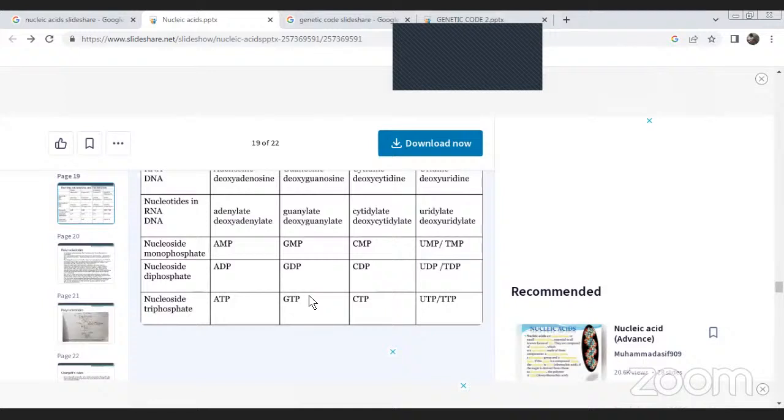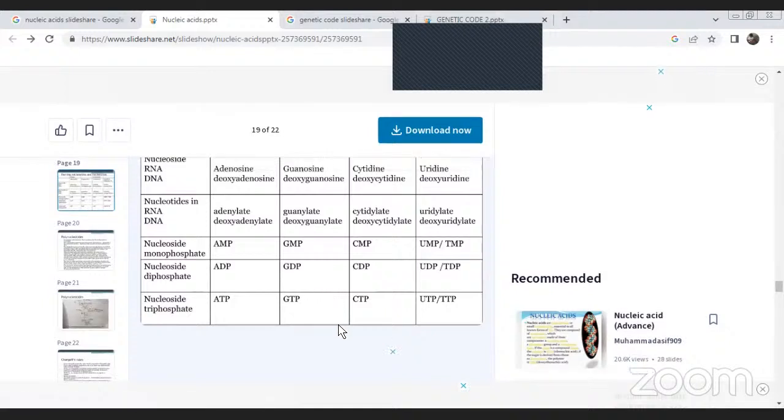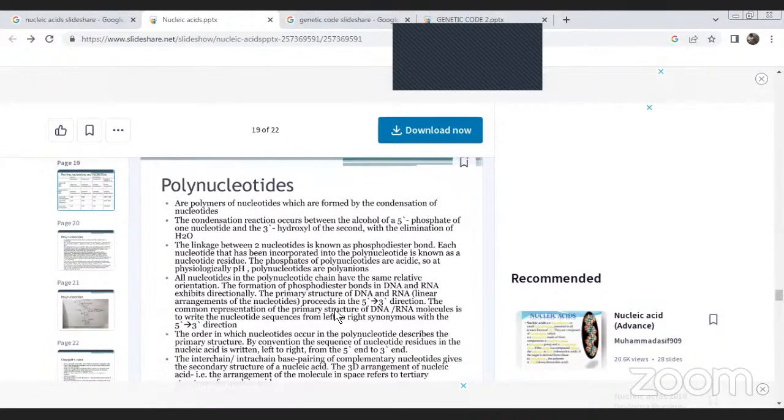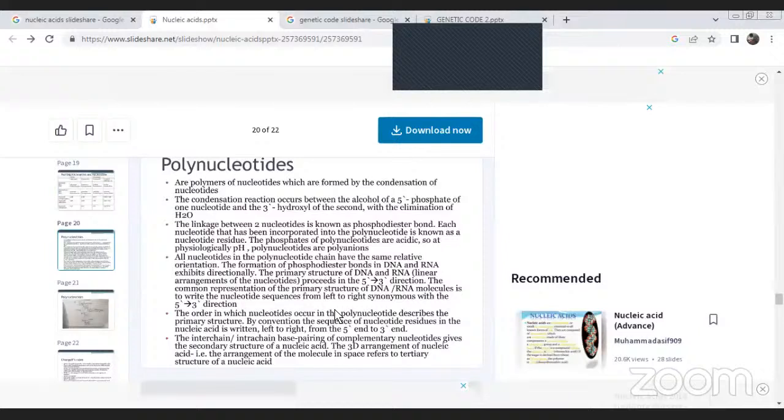Nucleotides, RNA, DNA: nucleotide monophosphate AMP, nucleoside diphosphate ADP, nucleotide triphosphate ATP. These are the sequences. Polynucleotides, which we already discussed, are polymers of nucleotides formed by the condensation of nucleotides.